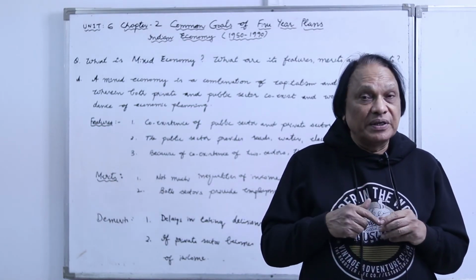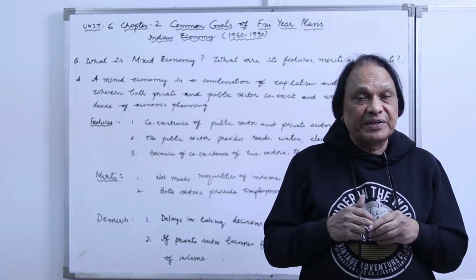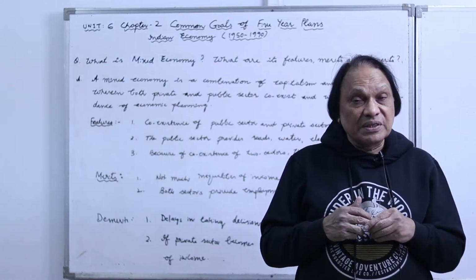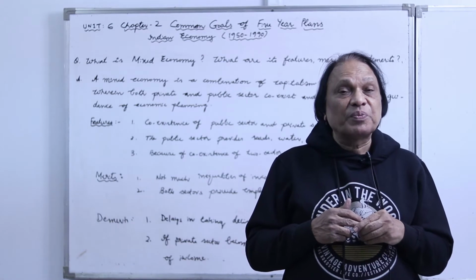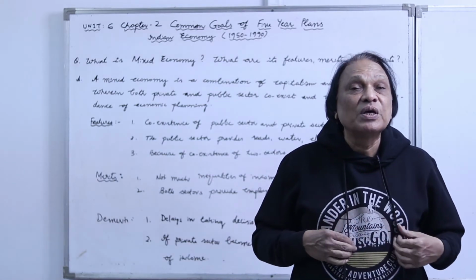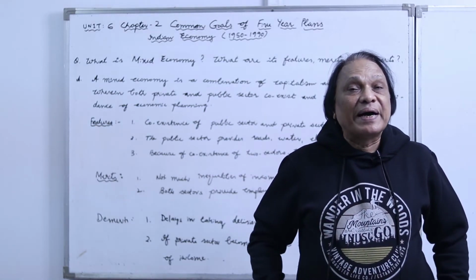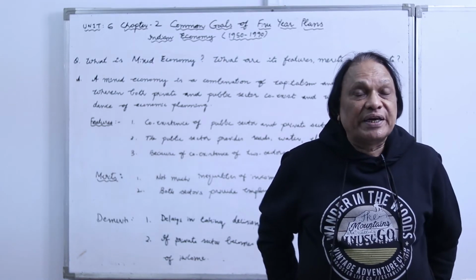On the other side, in a socialist economy, it's entirely different. All the 3 central problems of the economy, of what to produce, how to produce, and for whom to produce, are solved by the central planning authority, that is the state or the government.